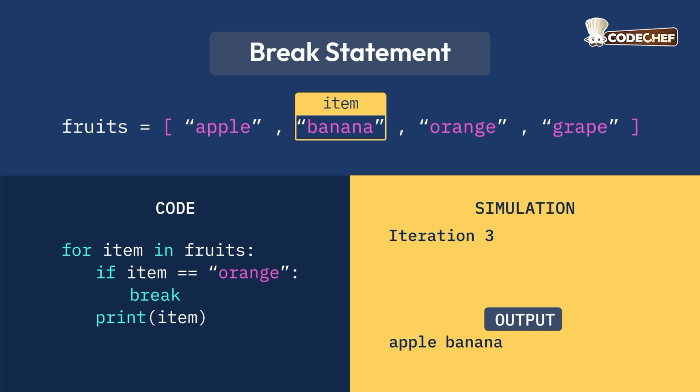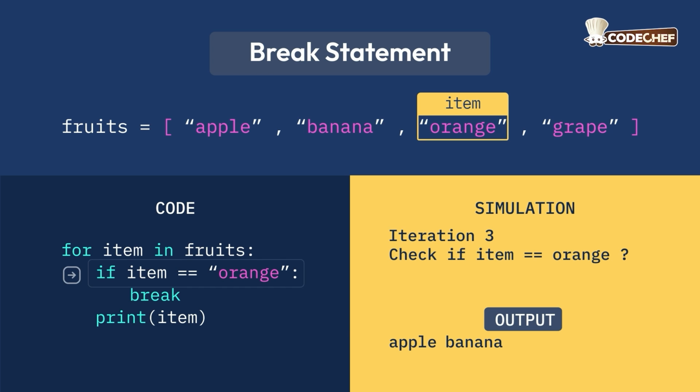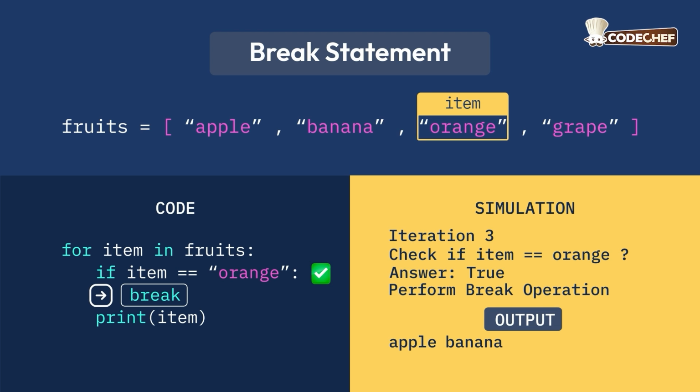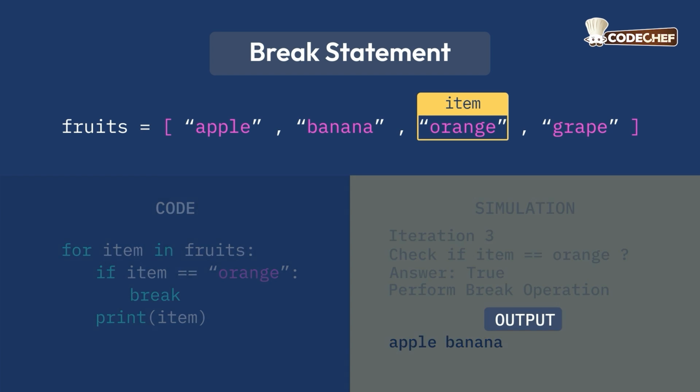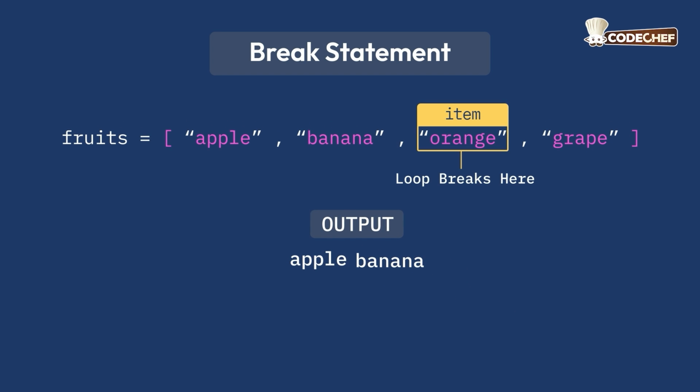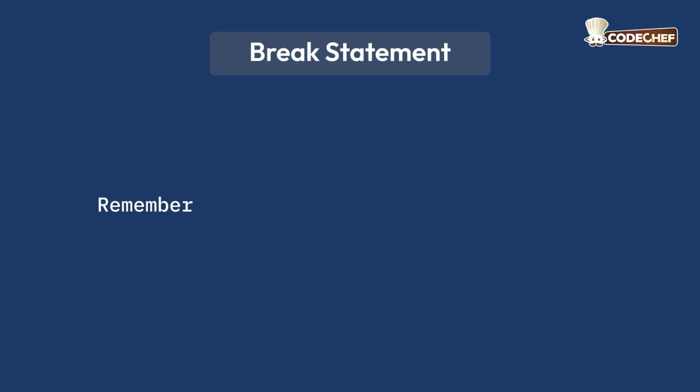Finally, in the third iteration, as the item value is orange, the if condition becomes true and the control moves inside the if block. The break statement inside the if block is executed and the control exits the loop. After all the iterations, this is how our final output looks. Remember that break exits the entire loop and no more iterations are performed.